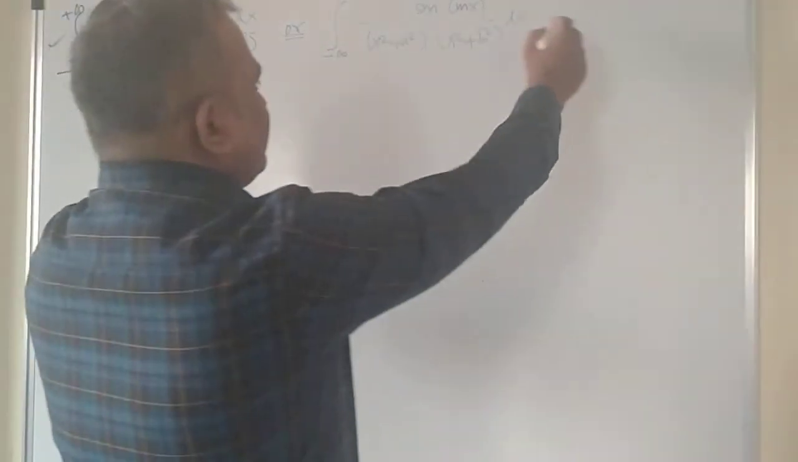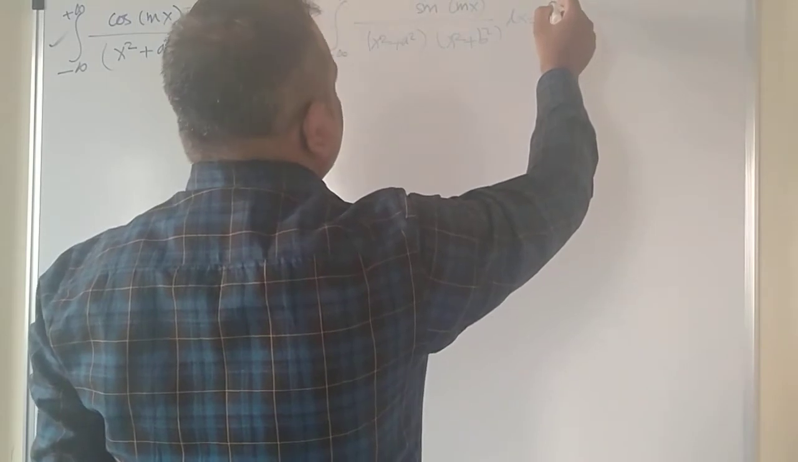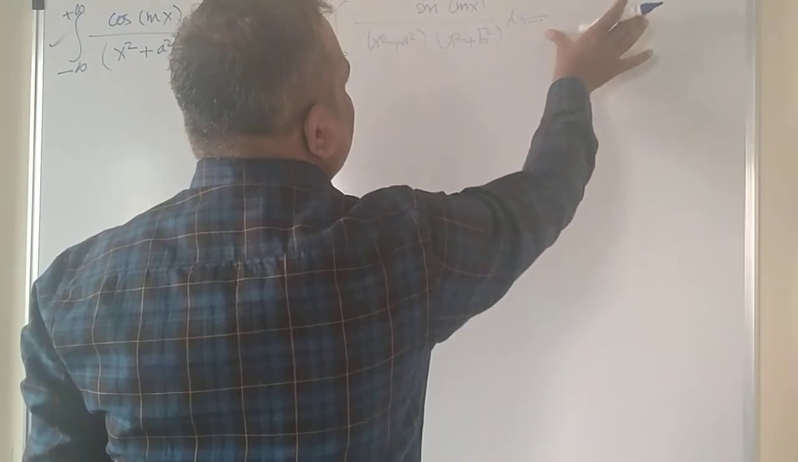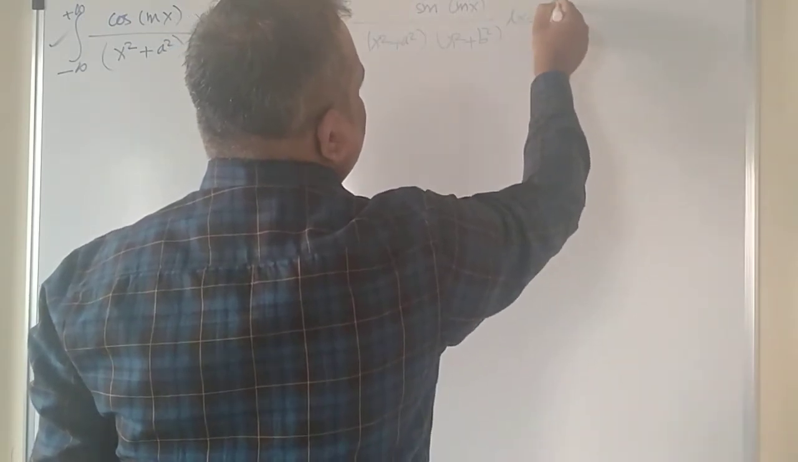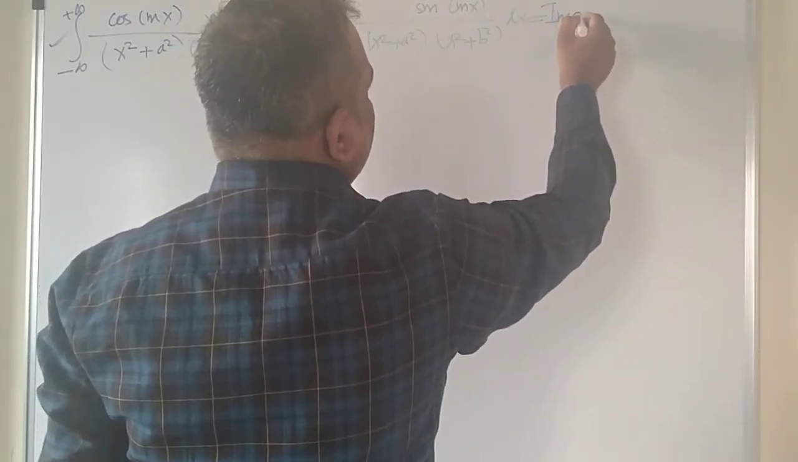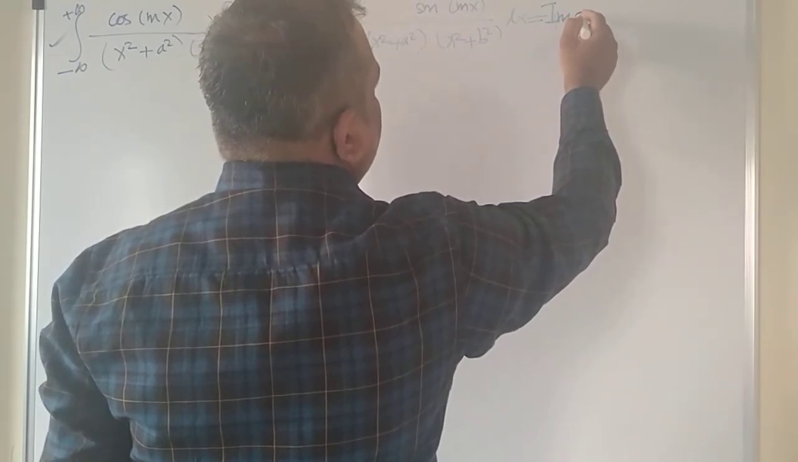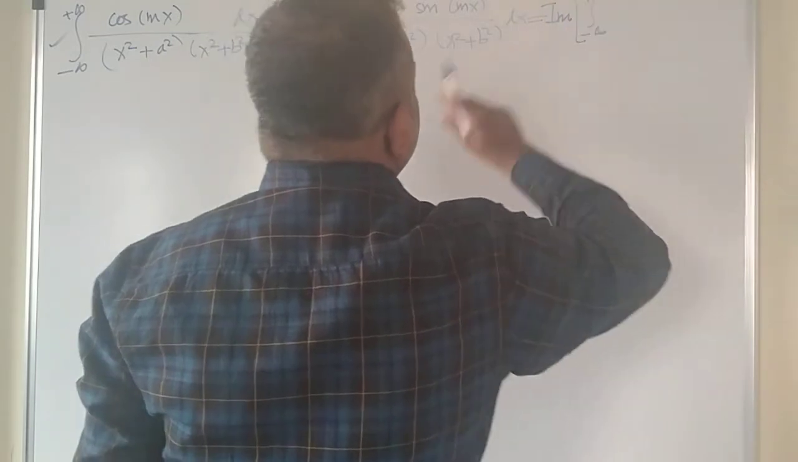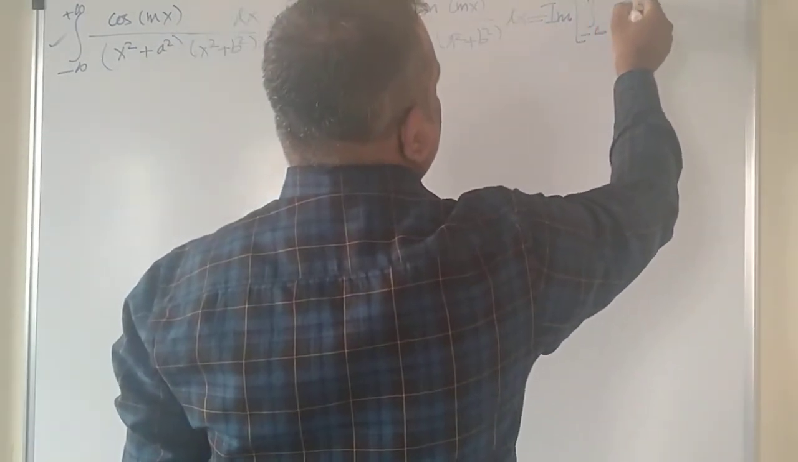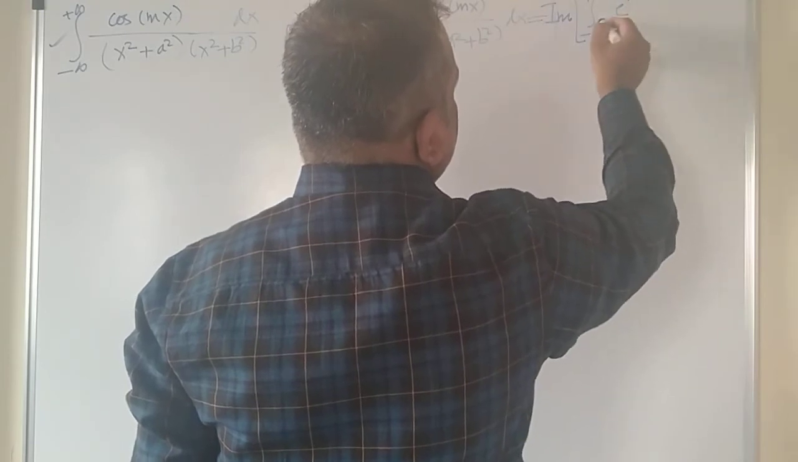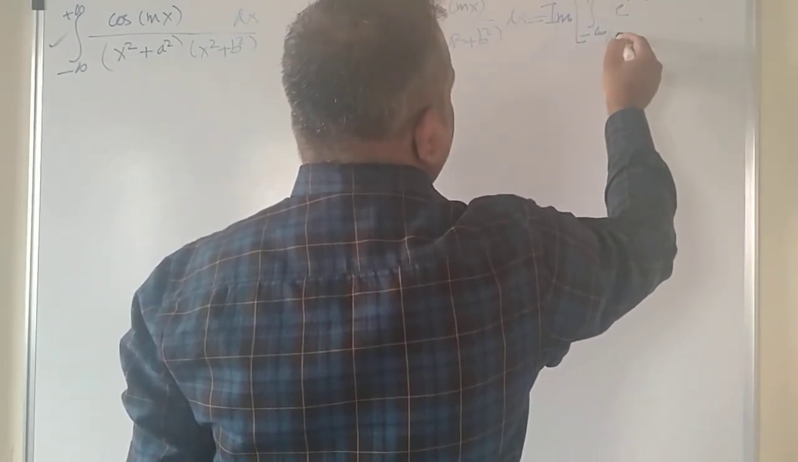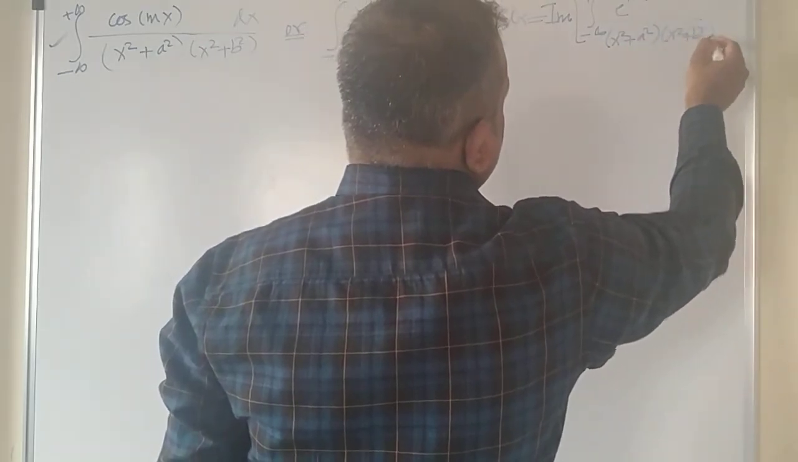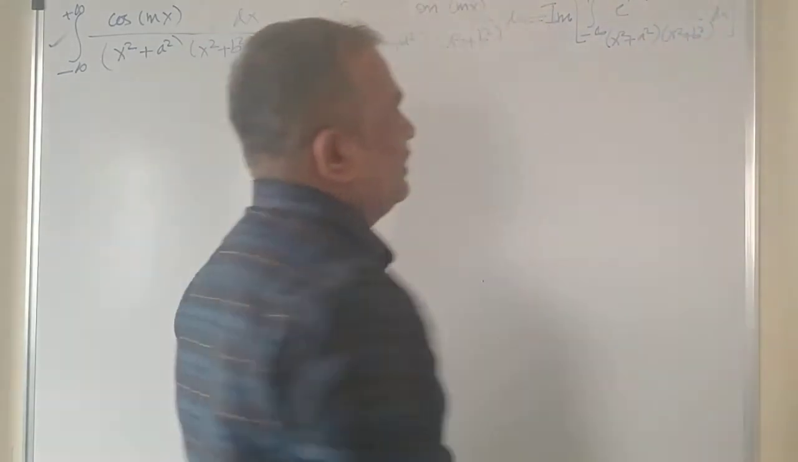So what is this? This is nothing but the imaginary part of, I will write in short, the integral from minus infinity to plus infinity of e raised to i mx divided by (x square plus a square) into (x square plus b square) into dx. Got it?